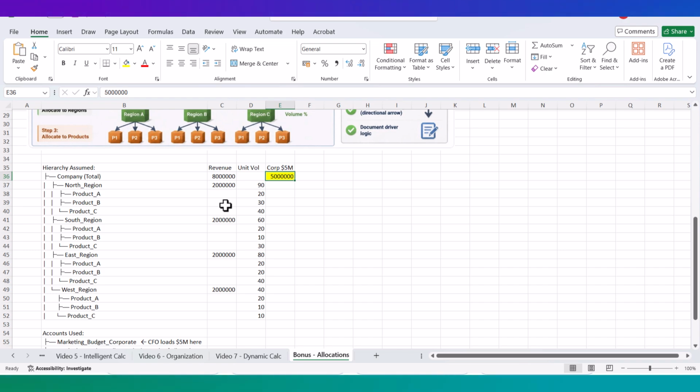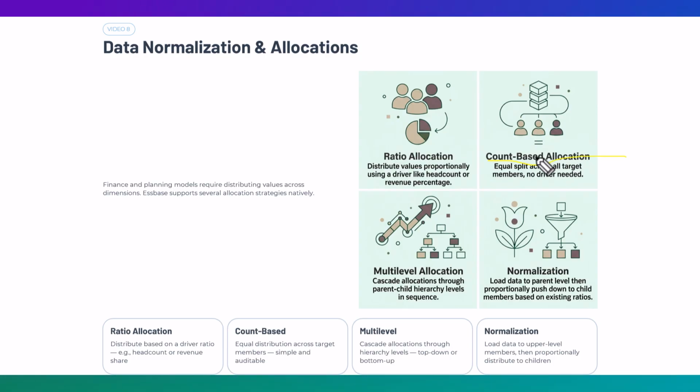So count-based allocation is very simple. It is an equal split across all target members, so no driver needed. If a parent has 4 members and the parent value is around $100, then it will allocate $25 to each member. There is no ratio required, it just divides by the number of members and allocates equally. So this is count-based allocation.